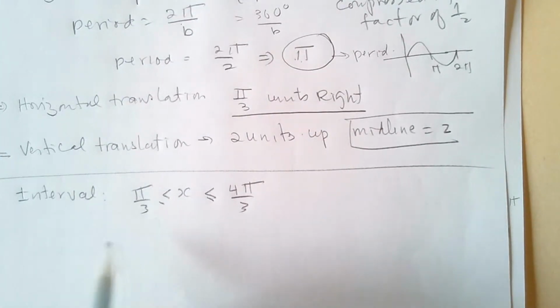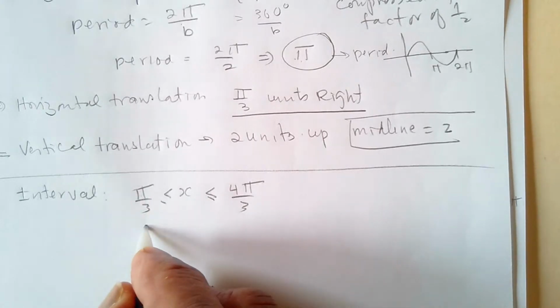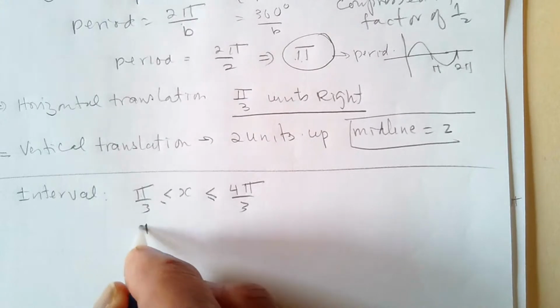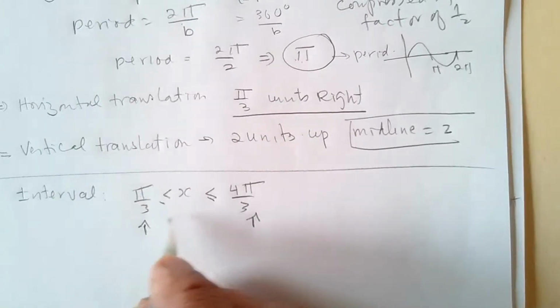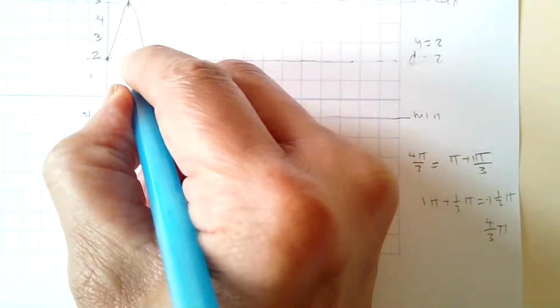So now we want to find out, locate our 5 key values. So our beginning here, our first one is pi over 3, and our last one is 4 pi over 3. We need to find the ones in between. Okay. So now we need to find the values in between.